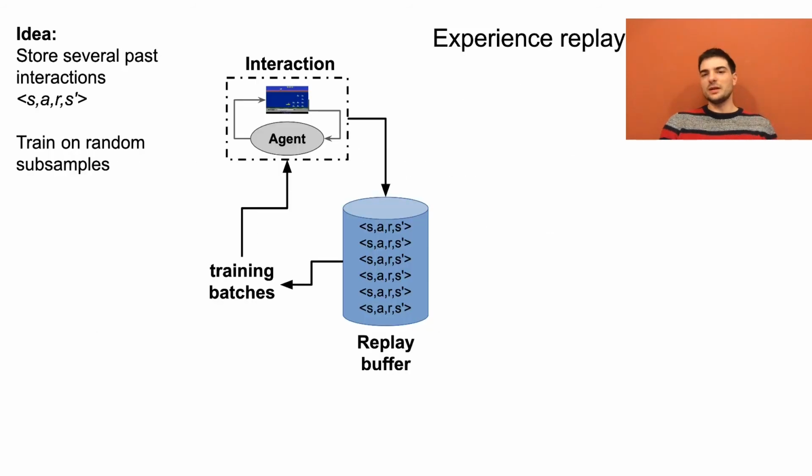So people just decided, why not use previous tuples of state, action, reward, state, which were generated by our agent before, and then just use them once again to update our Q function. So here is the idea. Let's say we have our agent, it interacts with the environment, so we get a state, action, reward, state tuple, and after that we just add it to some replay buffer. And we store only, for example, the last 1,000 or 10,000 or last million interactions.